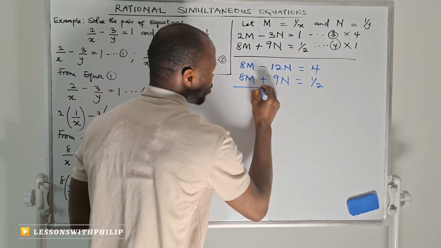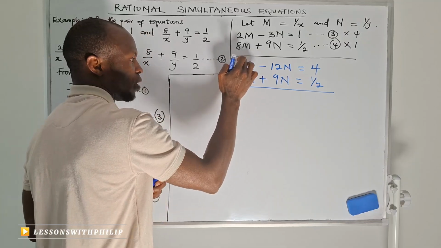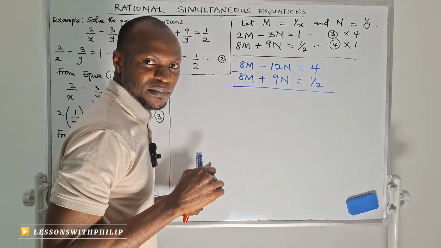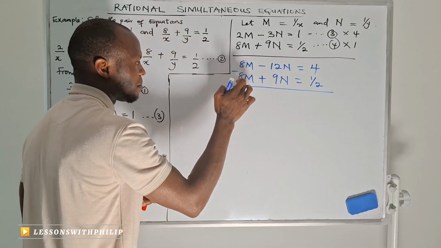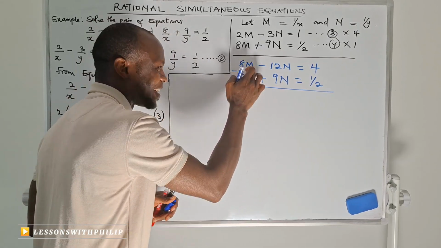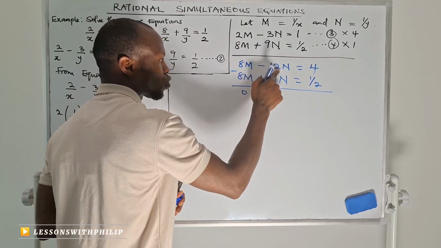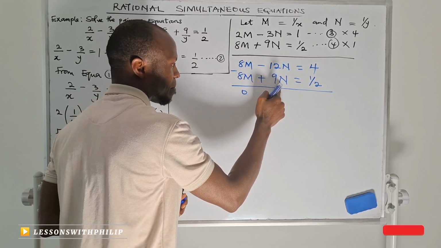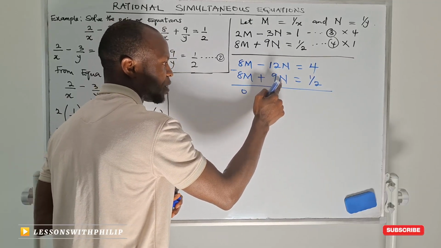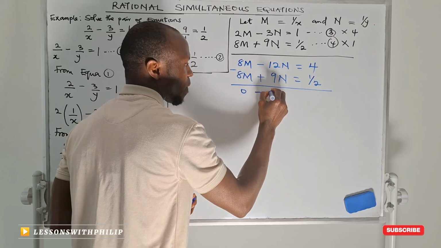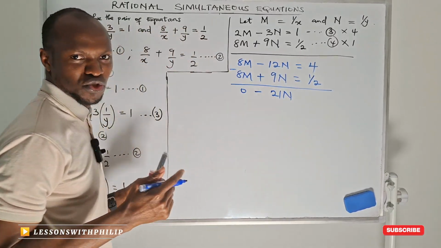So now what we need to do is subtract, because these two coefficients are the same and they are positive. When they are positive, you subtract. So 8m minus 8m will be 0. Okay? Minus 12n minus plus 9n will give me minus 21n.